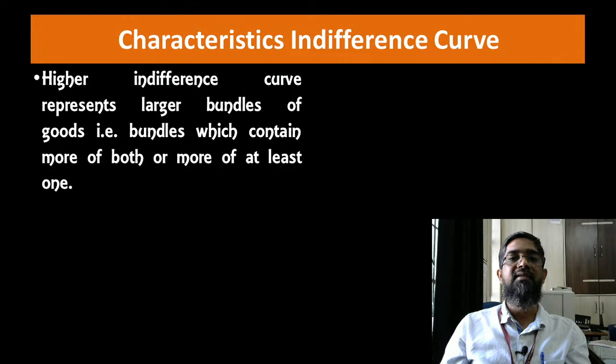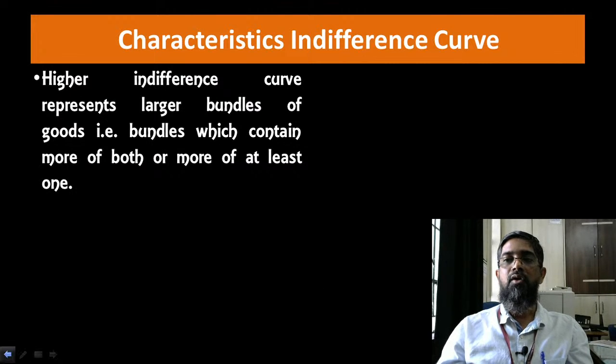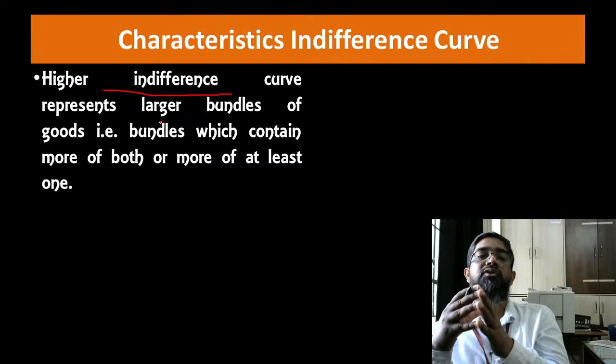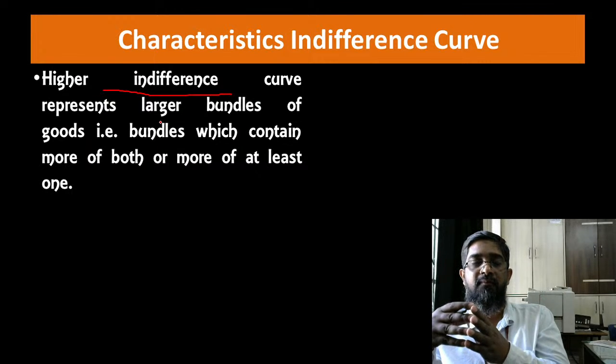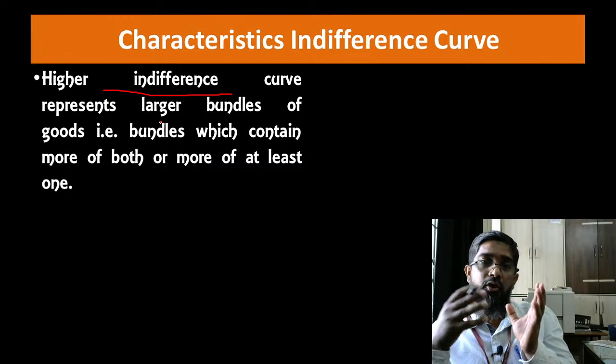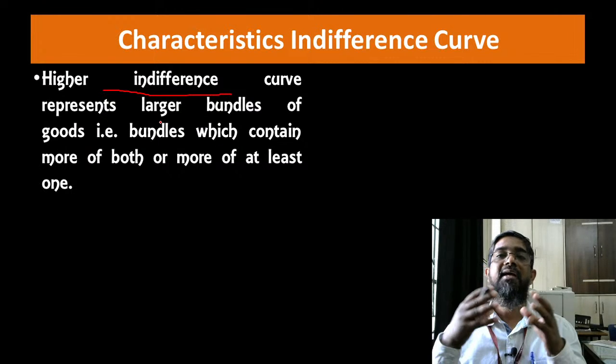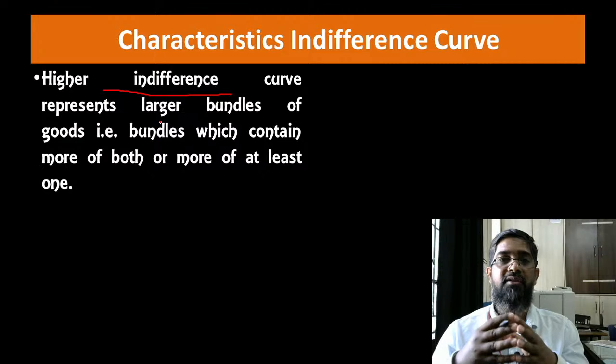Now moving on to the next, a higher indifference curve represents larger bundles of goods, or in other words you can say a higher indifference curve will give you higher satisfaction and a lower indifference curve will give you a lower level of satisfaction, right. You will get higher satisfaction on a higher indifference curve. Why? Because you will get more of both the goods on a higher indifference curve, and at a lower indifference curve you will get less of both the goods, both the commodities, right.